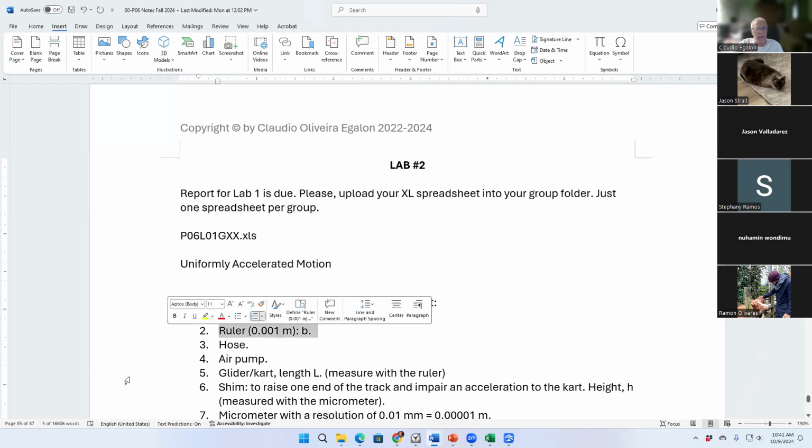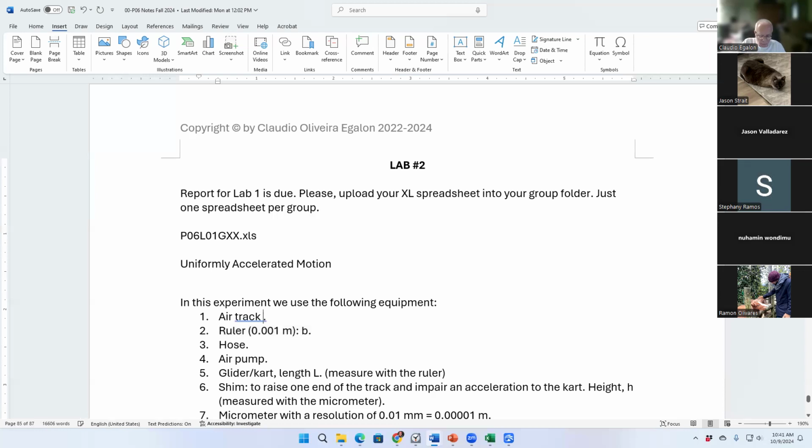The distance B is measured with the ruler. And at this point in time, you already know that the resolution of the ruler is 1 millimeter or 0.001. The air track has a nozzle, right? With a nozzle.